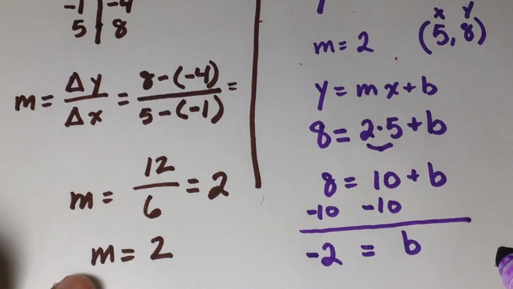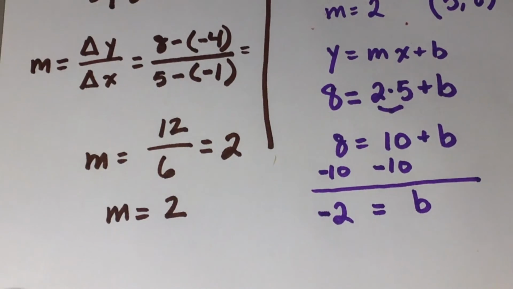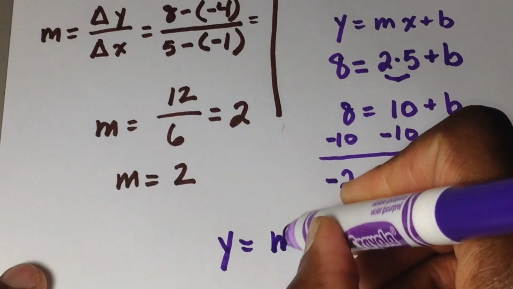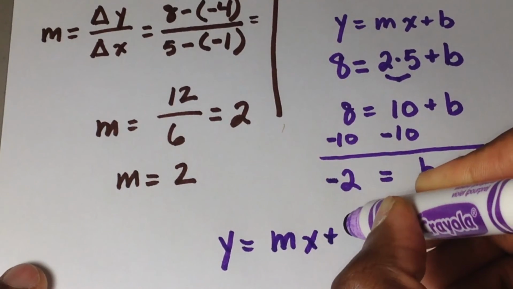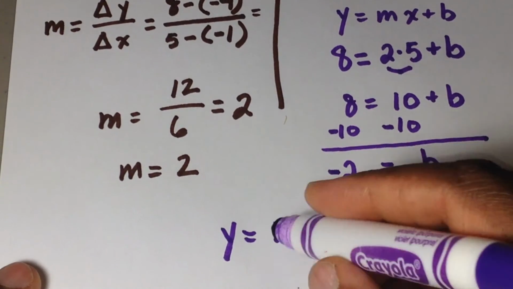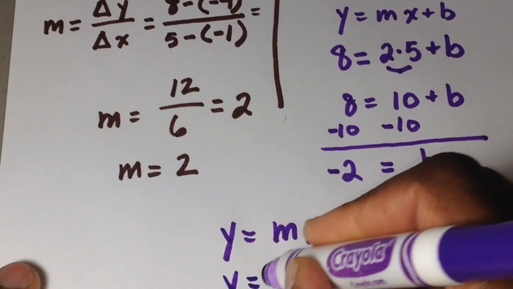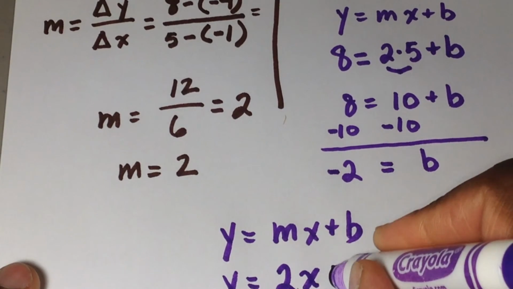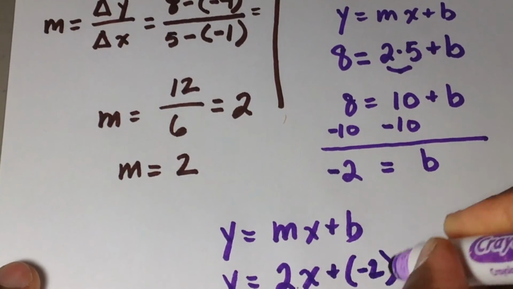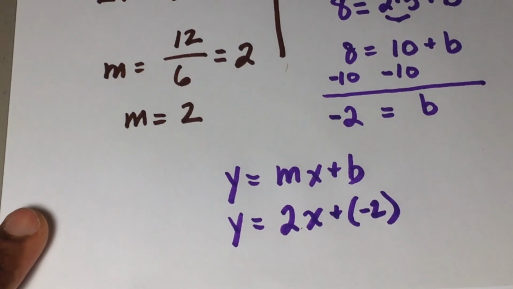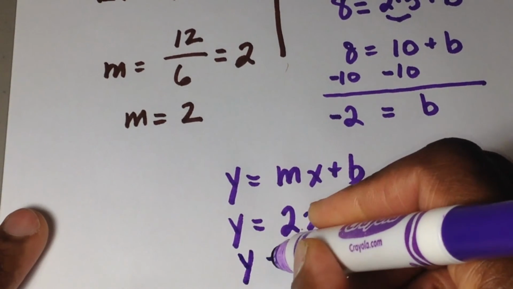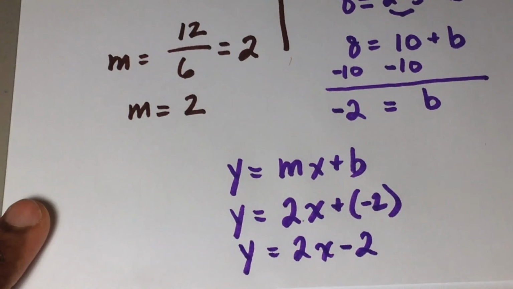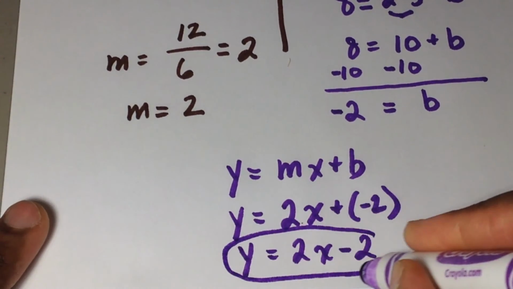And remember, we need the slope and the y-intercept to write my equation. So once again, it's y is equal to mx plus b. I have y is equal to m, which is 2, keep the x, plus -2. And remember, we can simplify that to just write it as y is equal to 2x minus 2. And there you go. That is your linear equation right there.